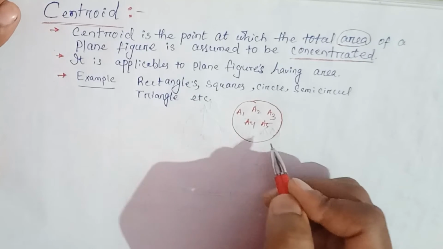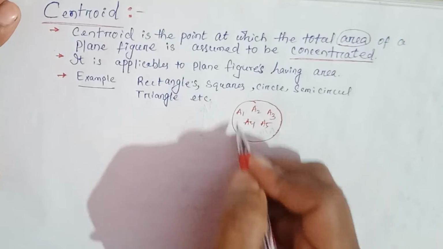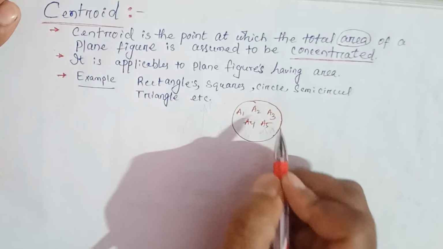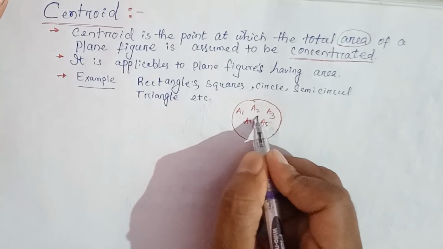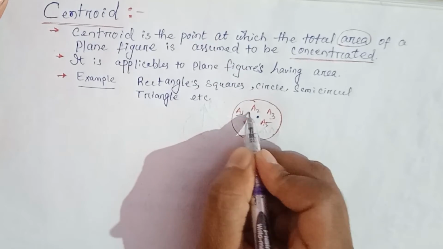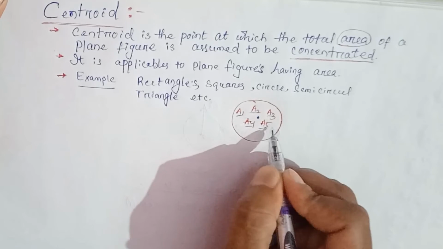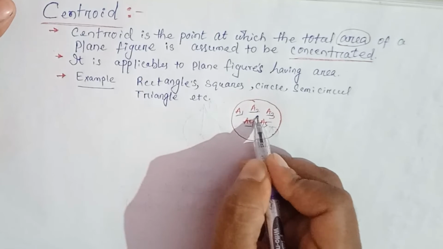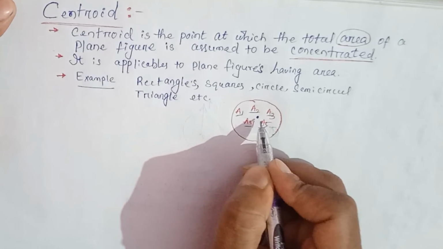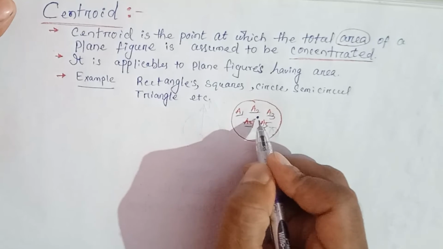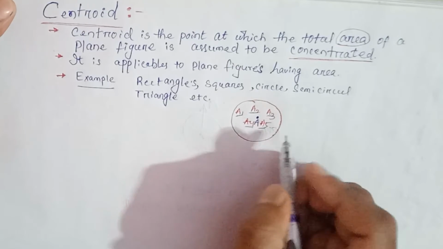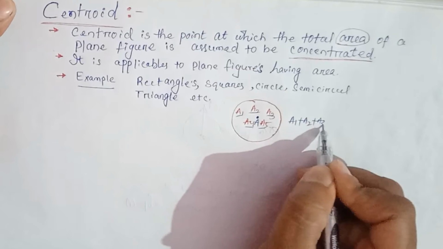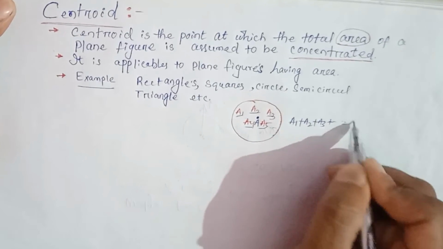ओके, तो ये बोल रहा है डिफरेंट एरिया और द होल एरिया ऑफ द प्लेन फिगर will be concentrated in a single point. That means this is the single point where the area A1, A2, A3, A4, A5 and other area will be concentrated in a single point. Okay, so that single point will be concentrated, and this single point is known as A. Okay, that means we can say A1 plus A2 plus A3 dot dot dot is equal to A.